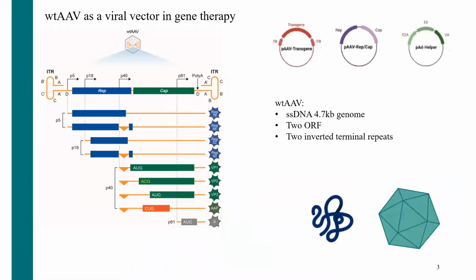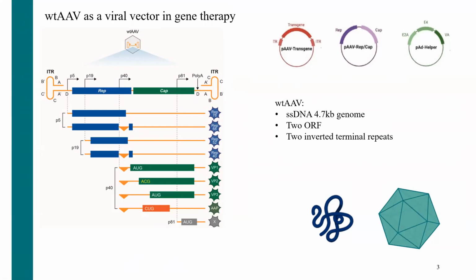So quickly looking at what AAV looks like, it's a replication-deficient single-stranded DNA virus with a 4.7 kb genome. It has two open reading frames, Rep encoding replication proteins and Cap for capsid proteins, and two ITRs, which are inverted terminal repeats, on each side.